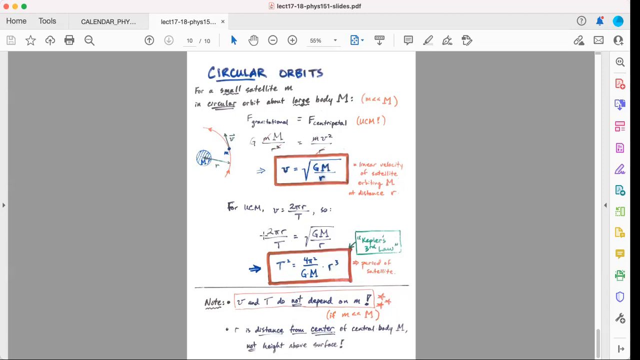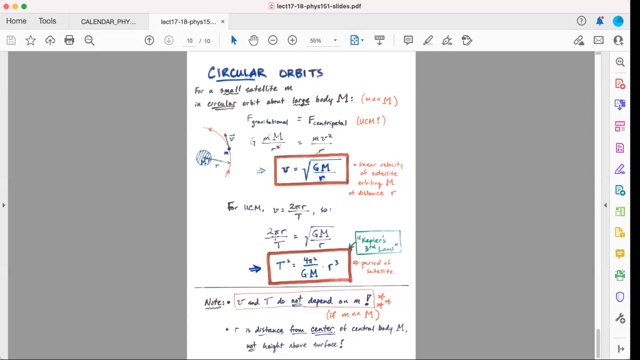This, remember, is the velocity. So we have that the velocity is equal to distance divided by the time, right? So the distance here is an entire circle, 2 pi r, divided by the time, which we also call the period. We've seen last time that it is equal to the square root of GM divided by r.